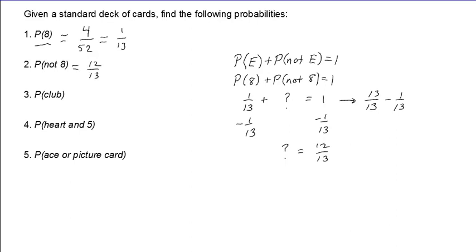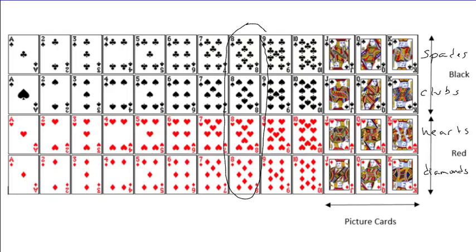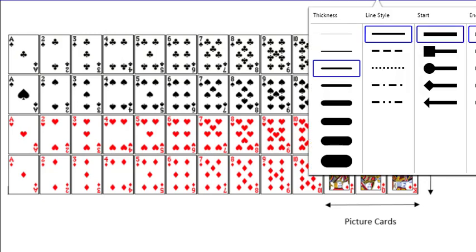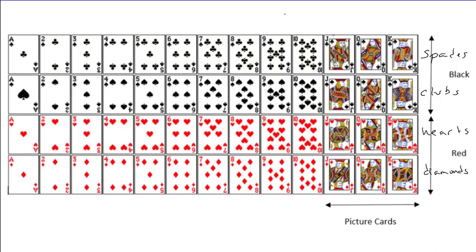So next, problem number 3 is the probability of getting a club. I'm going to go back to my deck of cards, and I'm going to take a moment to erase the circle that I've already got here. For some reason, my eraser is not working, so let's try this. Oh, here we go. Now my eraser's working. Sorry about that. Now I'm going to go back to my pen, make sure that it's on a good thickness. And so we are doing the probability of clubs.